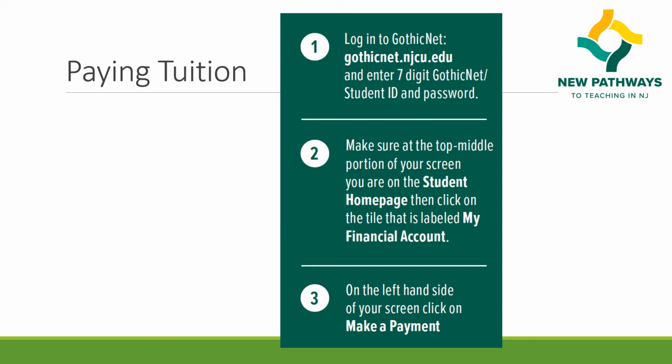You will use GothicNet to pay your tuition. So again, you're going to go to gothicnet.njcu.edu, enter your GothicNet student ID and password, and then make sure at the top middle portion of your screen you're on the student home page, and then click on the tile. It should be usually on the left side that says My Financial Account. It might be in a different spot, it depends on how you've set it up. And then on the left-hand side of your screen, you can click on Make a Payment. And then there are different payment choices there.